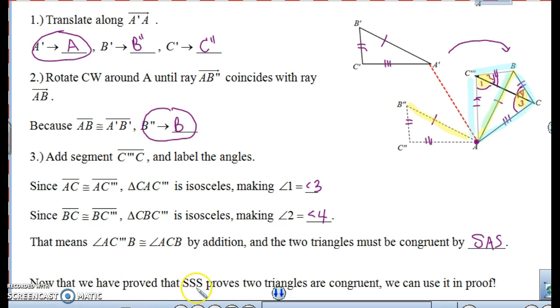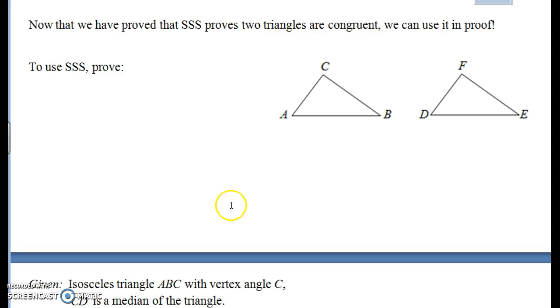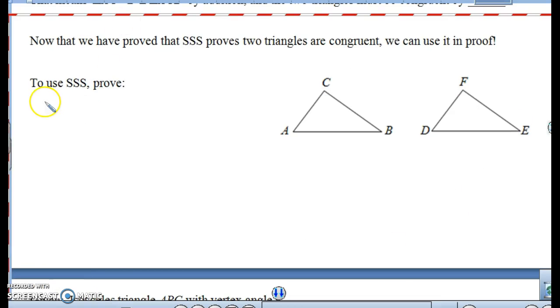So now that we have done that, we can now prove that side, side, side proves two triangles congruent. And now we can use it in a proof. If I want to use side, side, side, you have to prove 3 pairs of corresponding sides are congruent. So you have to prove 1 pair of sides, another pair of sides, and a third pair of sides, and they have to be the corresponding sides. So I would have to prove AB is congruent to DE. That would be one side. BC would have to be congruent to EF. And AC would have to be congruent to DF.